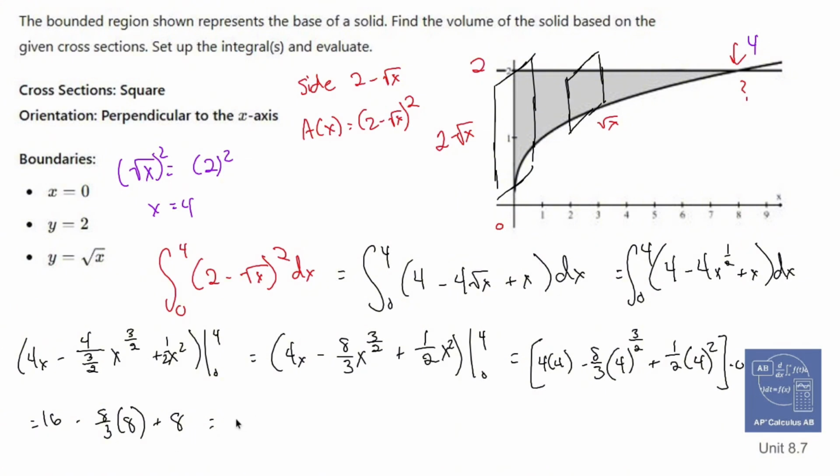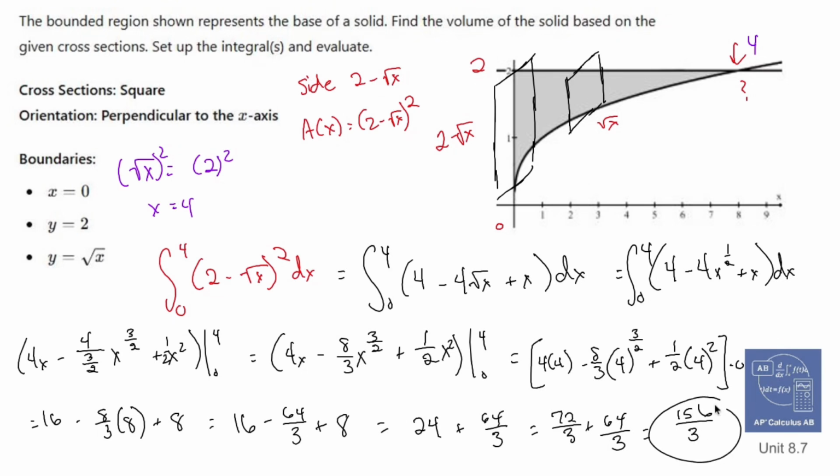So this becomes 16 minus 64 over 3 plus 8, which is going to be 24 minus 64 over 3. Multiply the top and the bottom by 3, giving you 72 thirds minus 64 thirds. And that's going to end up being 8 thirds. Gross. So definitely not a pretty problem at all. Not by any stretch of the imagination, but we did it.